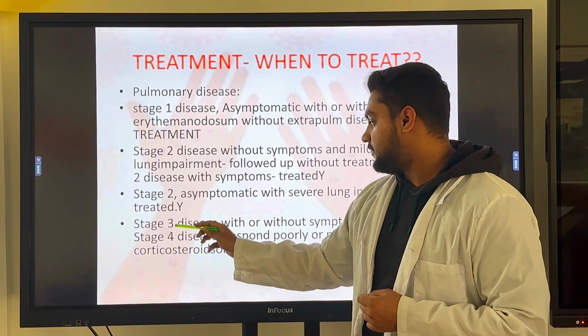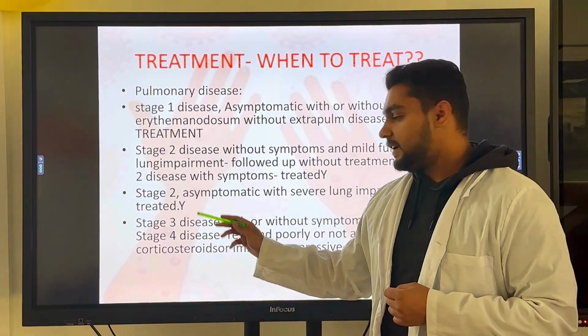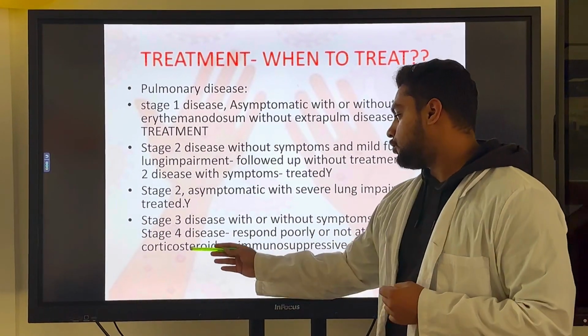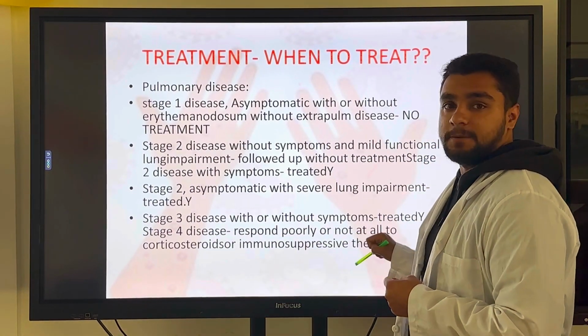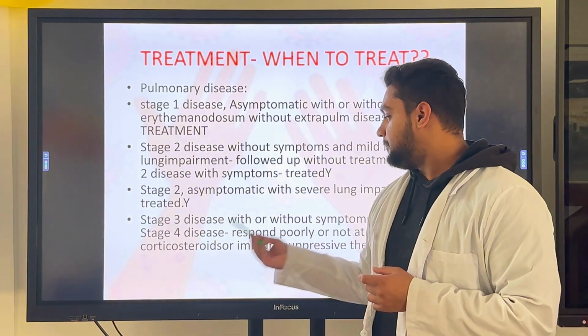Stage number 3, disease with or without symptoms, should be treated. And stage 4 disease responds poorly or not at all to corticosteroids and immunosuppressive therapy. This is a life-threatening condition and should be taken care of in the emergency unit.